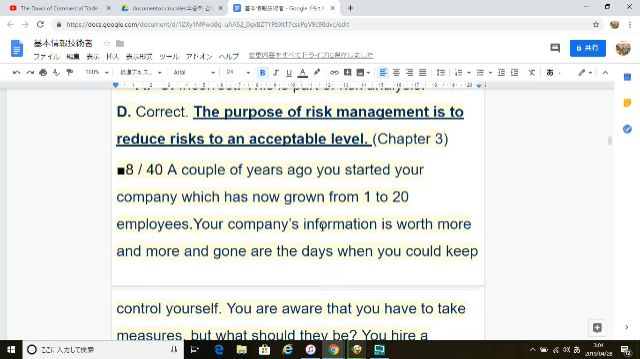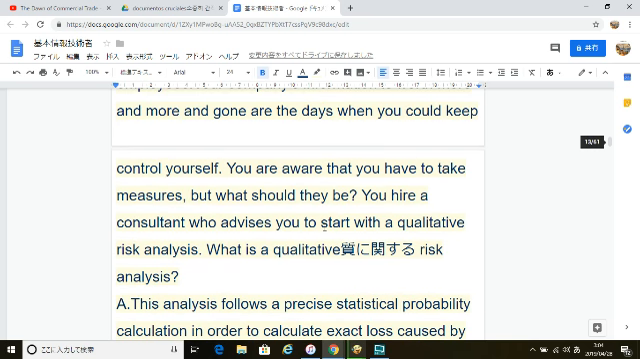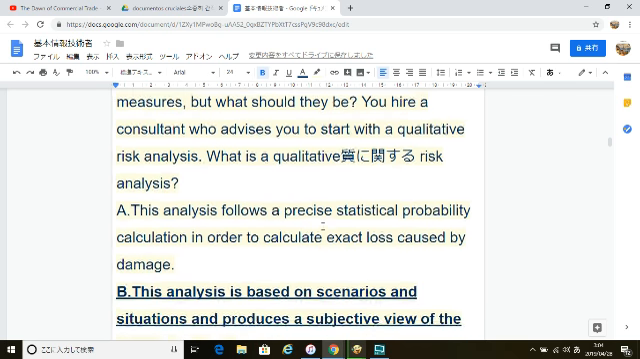8/40 A couple of years ago you started your company, which has now grown from 1 to 20 employees. Your company's information is worth more, and gone are the days when you could keep control yourself. You are aware that you have to take measures, but what should they be? You hire a consultant who advises you to start with a qualitative risk analysis. What is a qualitative risk analysis?